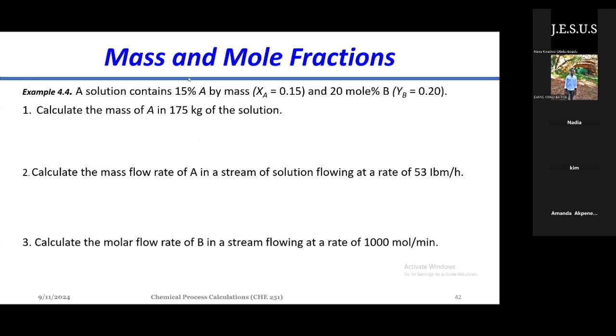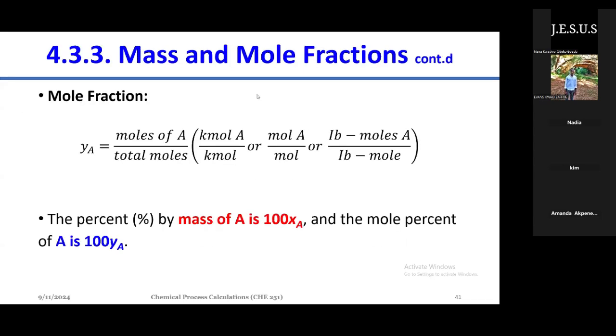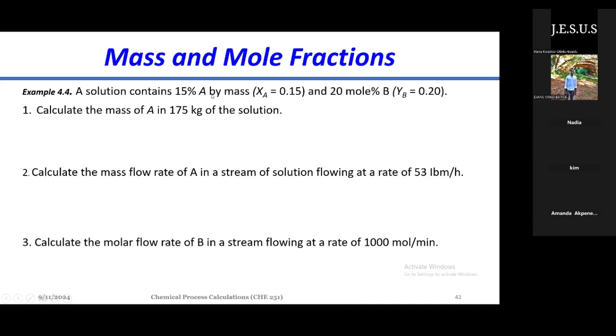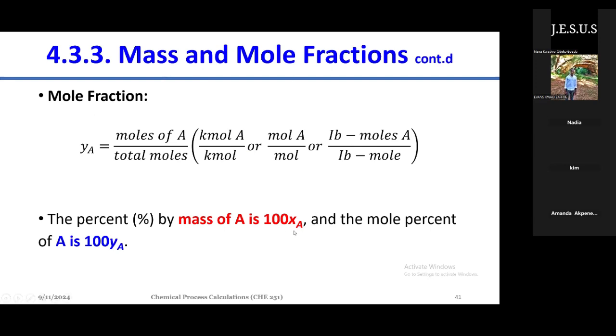So let's try this example here. A solution contains 15% A by mass. So 15% A by mass means the mass fraction of A is 0.15, because it's 15 over 100. Meaning there are 15 grams present in 100 grams of the mixture. We said mass fraction is mass of A divided by the total mass. So when we say a solution contains 15% A by mass, it means that when we take 100 grams of the solution, 15 grams is A. So now your mass fraction will become 0.15, or we said mass percent is 100 times your mass fraction. So if you want your actual mass fraction, you just have to divide by 100.